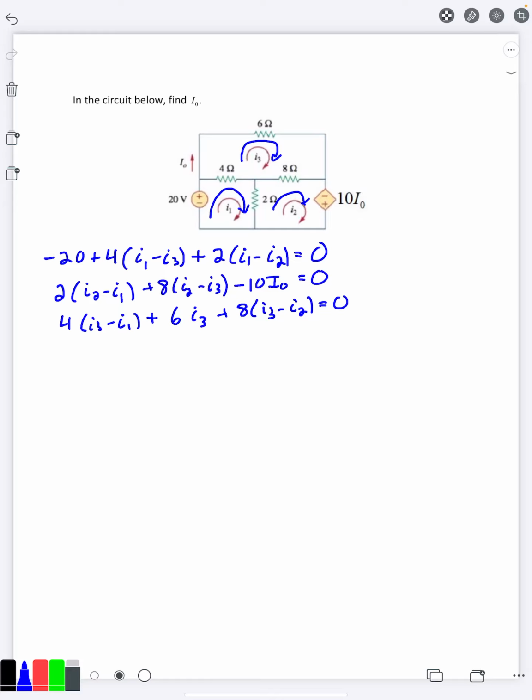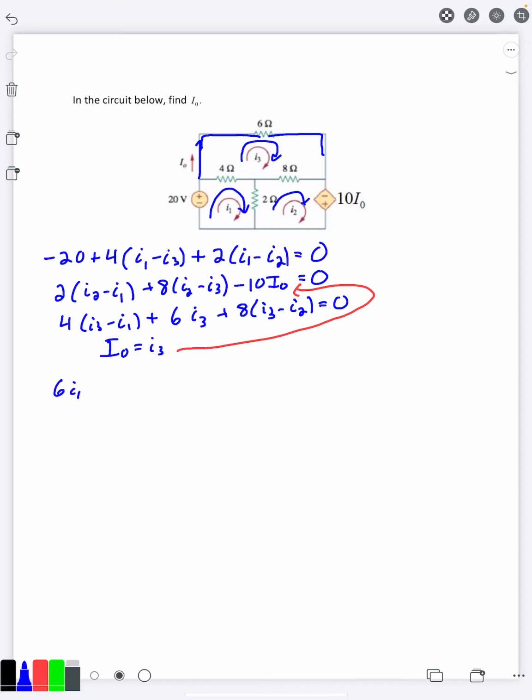Then since we have a dependent source, we need to go ahead and write out an equation involving the variable the source depends on. The variable here is capital I naught, and you see in this picture here, I naught is right here. But that is exactly the same as the current in loop 3, so I naught is just I3 here. So we'll go ahead and we'll replace that in the one place we had I naught and do a little simplification here.